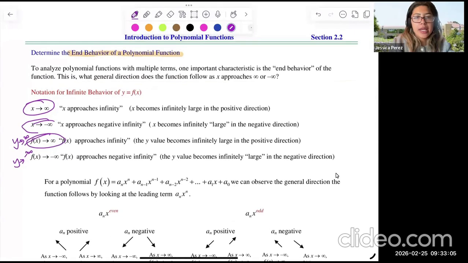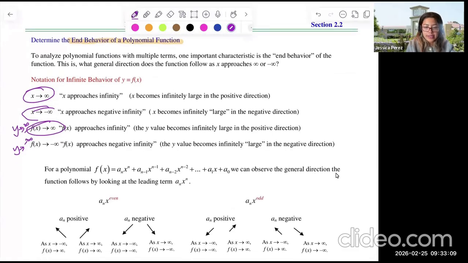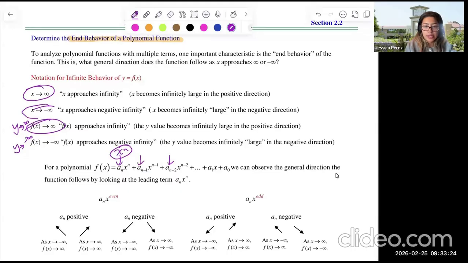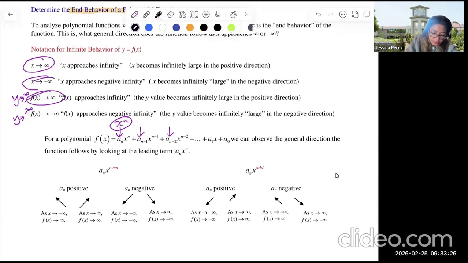So we begin by discussing what a polynomial looks like. For a polynomial f of x, these a sub n's are your coefficients. Those are the coefficients of your terms, and x to the n, this n is your leading term. We can observe that it will have a general direction. And what will determine the orientation of the graph? It's that first term, a sub n, x to the n.